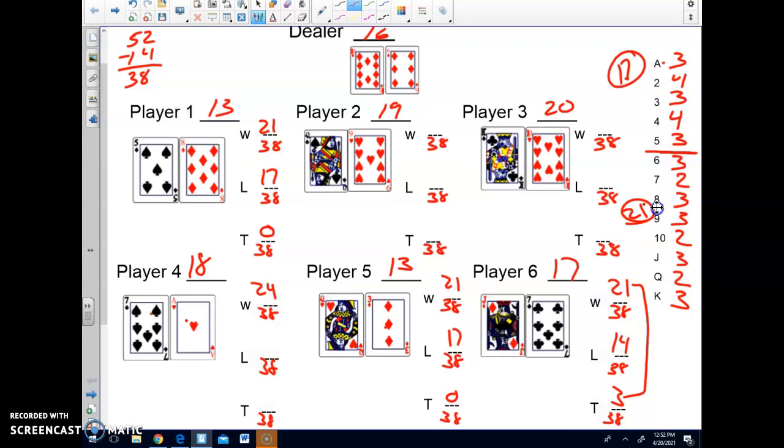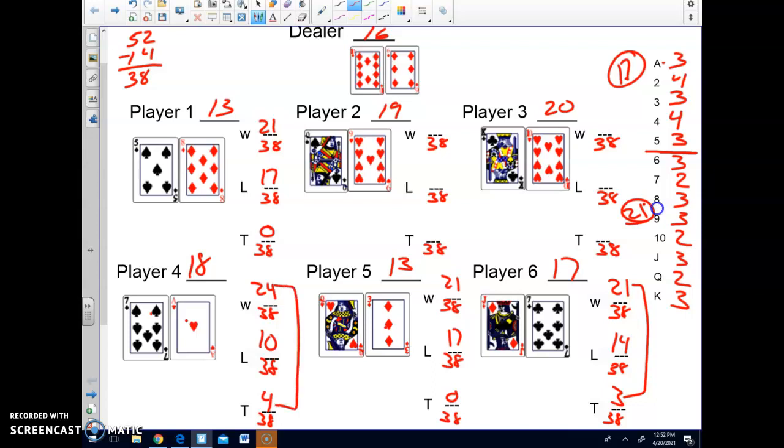The reason why is if the dealer busts, you win. But if the dealer gets an ace, the dealer now has 17. You have 18. That obviously wins. So you get 24 cards that allow you to win. The 21 plus 3, 4 cards cause you to tie. 24 and 4 is 28. 28 and 10 is 38.